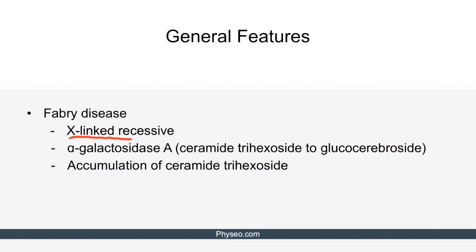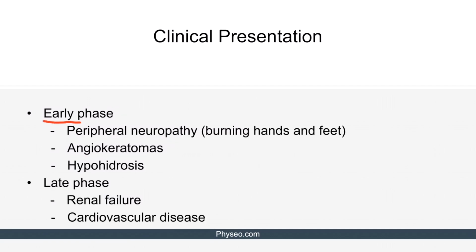Fabry disease is an X-linked recessive disease caused by a deficiency of alpha-galactosidase-A. This normally converts ceramide trihexoside into glucocerebroside. Therefore, Fabry disease is characterized by an accumulation of ceramide trihexoside. Fabry disease has an early and late phase.